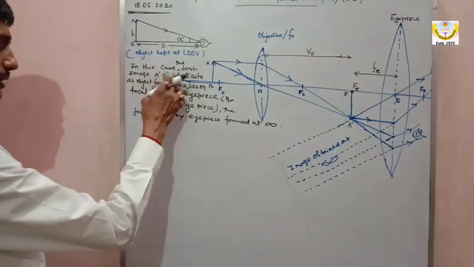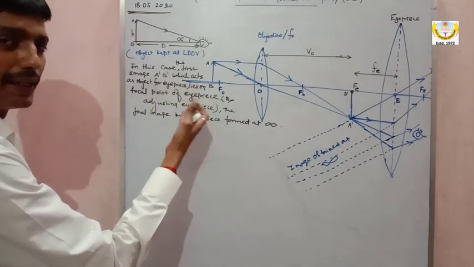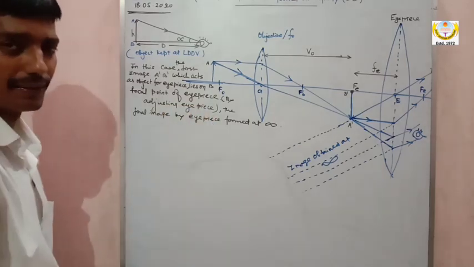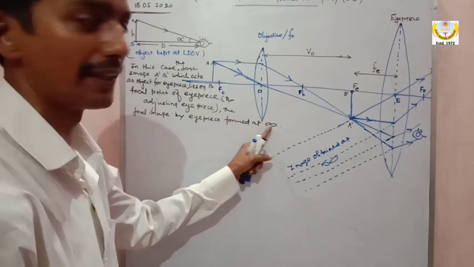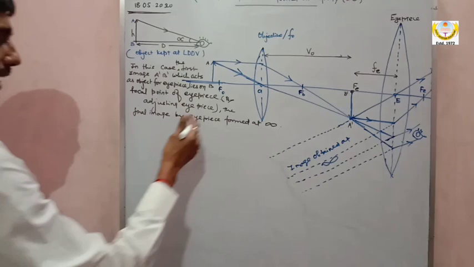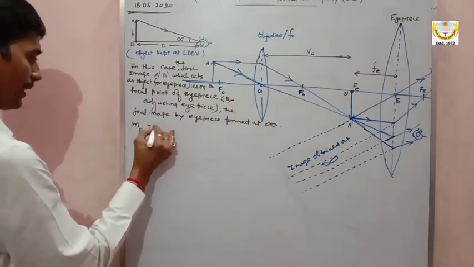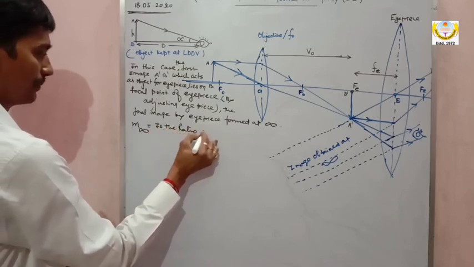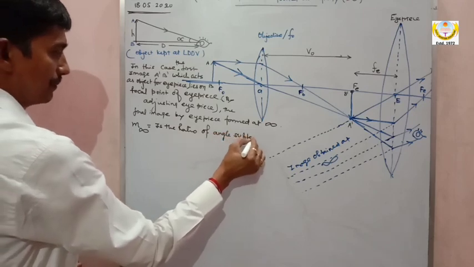So you can write this, which act as the object for eyepiece, and by adjusting the eyepiece, this object will lie on the focal point of eyepiece. You all know that. I brought it there by adjusting, and you can write all this: final image by eyepiece formed at infinity. Please children, so this is what here, and now what is magnifying power for infinity? The magnifying power for infinity is the ratio of angle subtended.